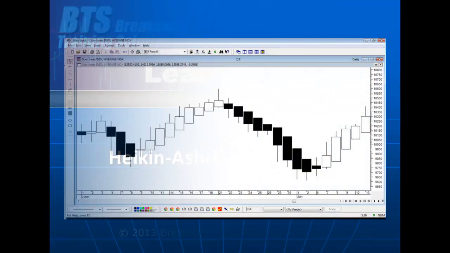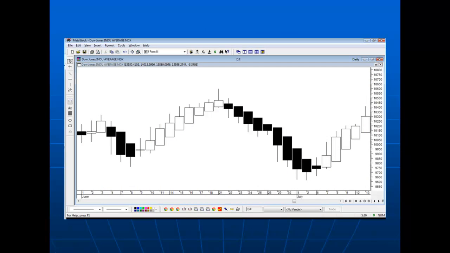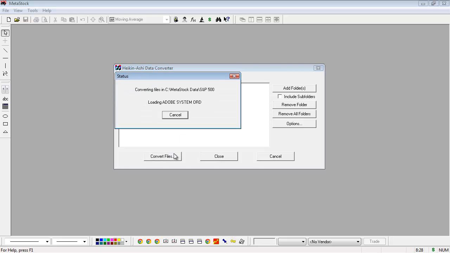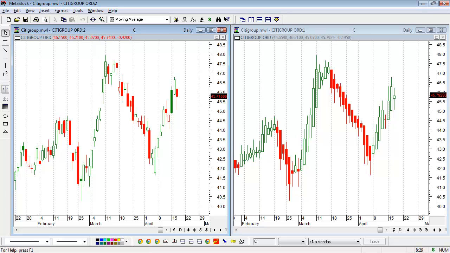Have you ever wanted to get Heikin-Ashi charts inside of your MetaStock program? Well, now you can. If you have MetaStock version 11 or earlier, you can use the Heikin-Ashi data converter to convert your local end-of-day data files to a Heikin-Ashi format. Once your data files are converted, you can use it to chart anything that you like.